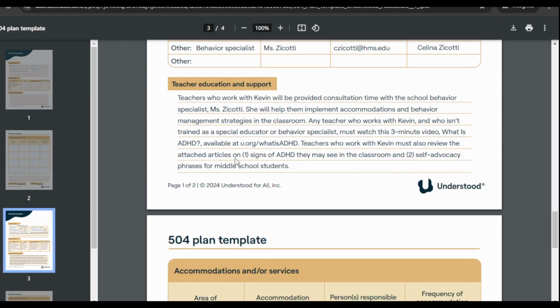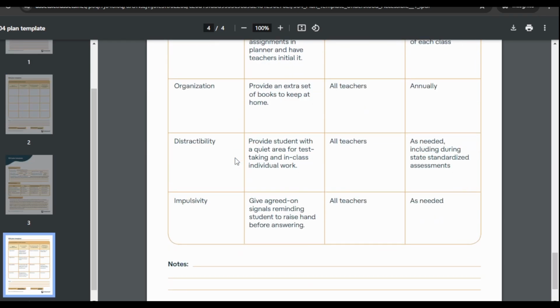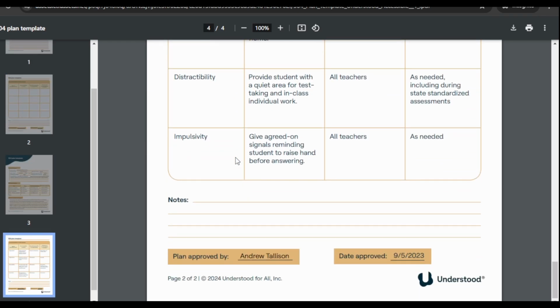So right here, it just goes through an example. And it can be this simple. It doesn't have to be anything really complicated. But you have to have an agreement between the parent and the school of what this child's specific needs look like, and how we're going to either accommodate or modify the curriculum in order to meet the needs of the student. And this is what individualized education is all about.